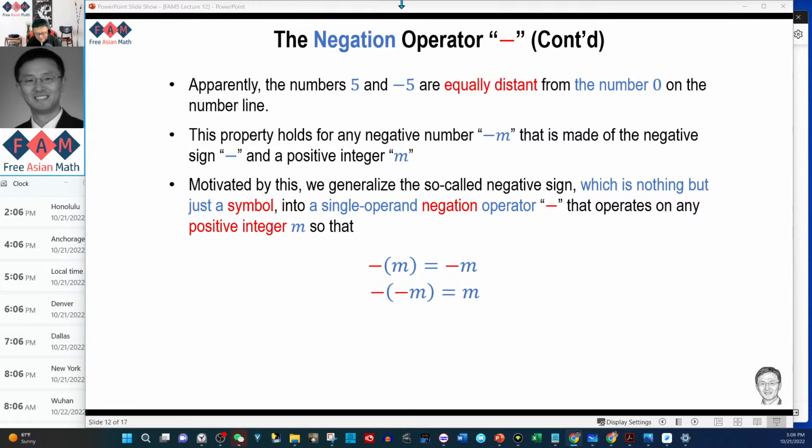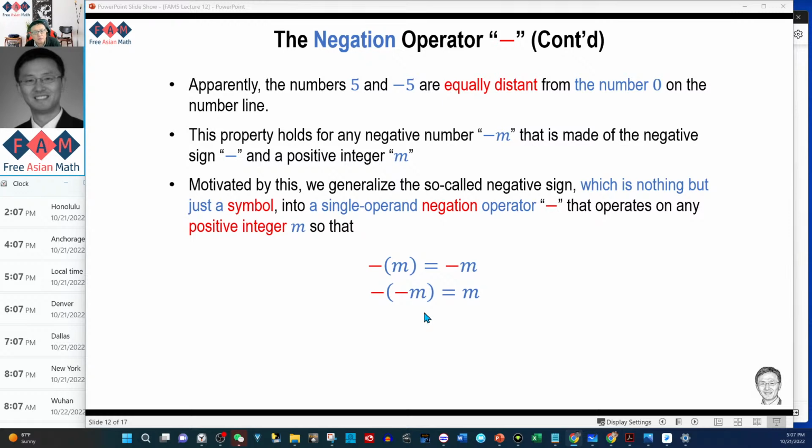So, in summary, it doesn't matter where you begin. You can begin with a positive integer or negative integer. Whenever you take this negation operator, you get the other side mirror image about the 0. Okay? So, also here we say that it works on any positive integers, but because of the second definition, this negation operator can effectively work on any integers, positive or negative.